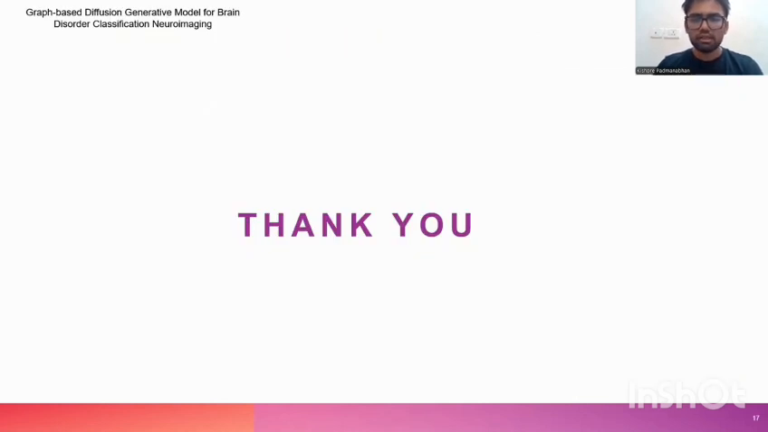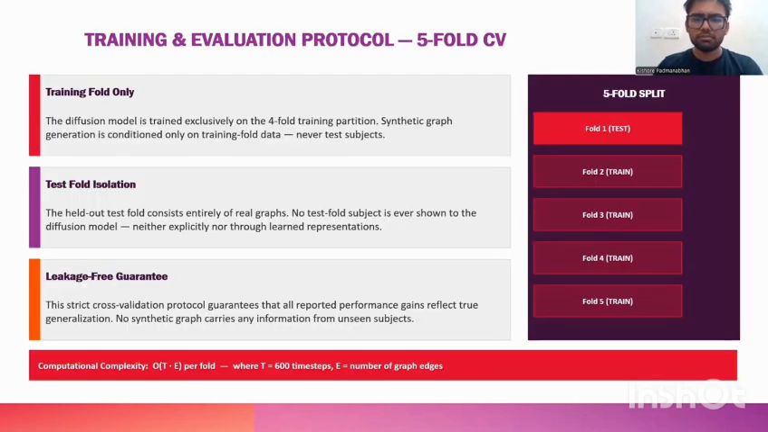Our results show that the diffusion-based augmentation improves dataset diversity, reduces overfitting and enhances the classification performance. Compared to the baseline GraphSage model, we achieved an 8.1% improvement in accuracy and a 6.5% improvement in the F1 score.